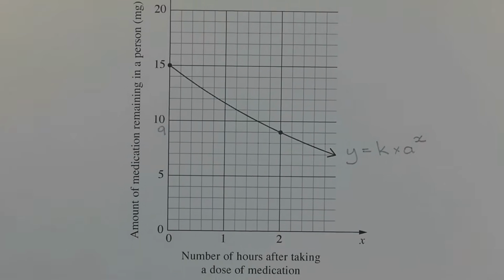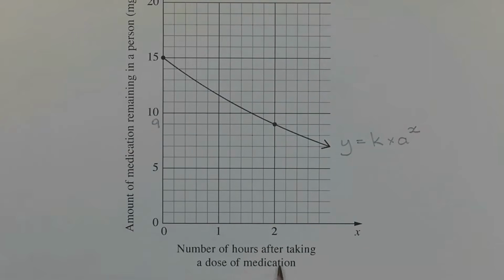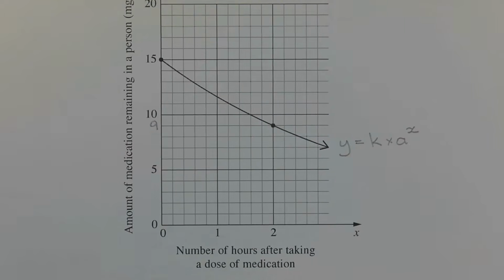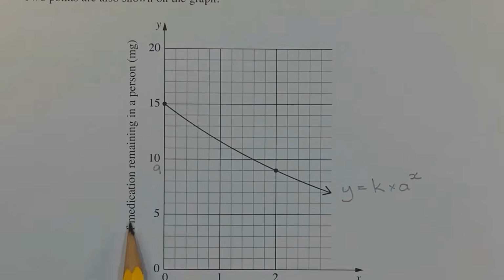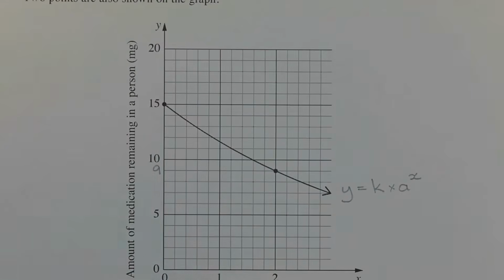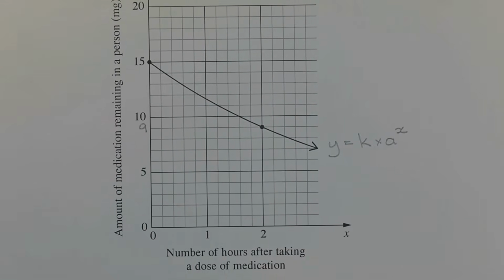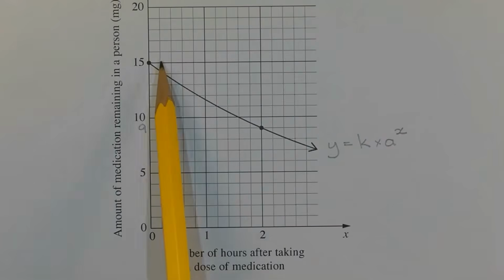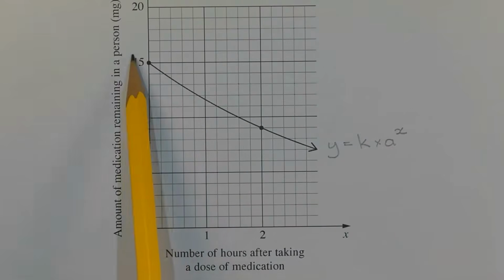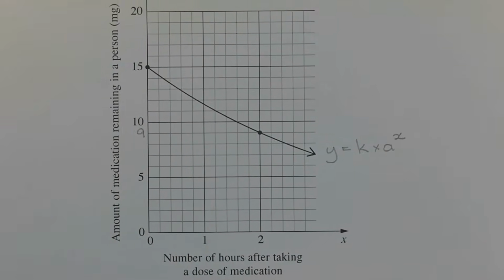Now x represents the number of hours after taking a dose of medication, and y represents the amount of medication remaining in a person in milligrams. So when x is equal to 0, this means the amount of medication remaining, the initial amount of medication, is 15 milligrams. That means k is equal to 15.